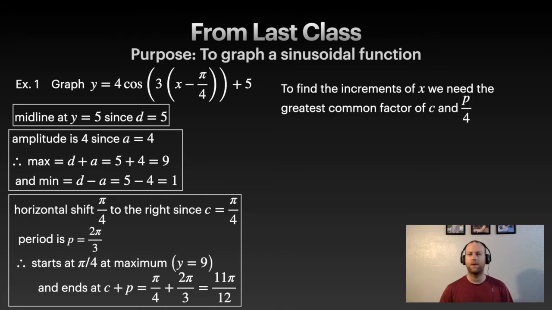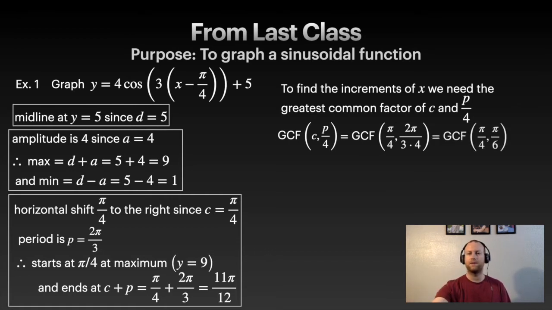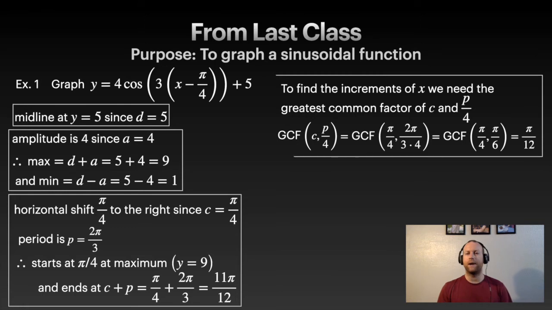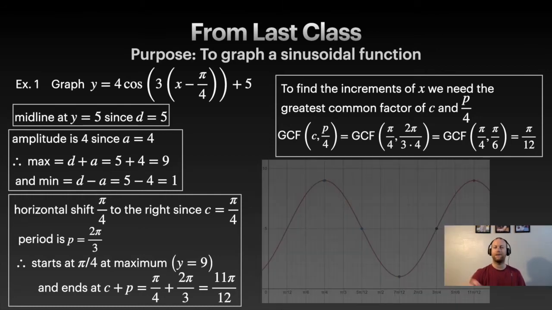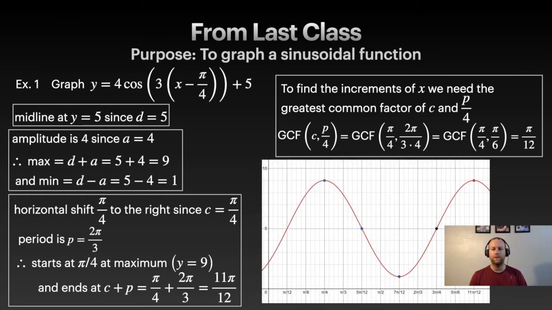We split apart our x-axis. What do we get? We need the greatest common factor between C and the period over 4. In this case, C is pi over 4. The period is 2 pi over 3. So in figuring this out, simplify it down. I want the greatest common factor of pi over 4 and pi over 6, which is pi over 12. So I split apart my x-axis with pi over 12. Taking the midline, the amplitude, the max and min, the horizontal shift and the period, and splitting up my x-axis, I can now graph this out as follows.